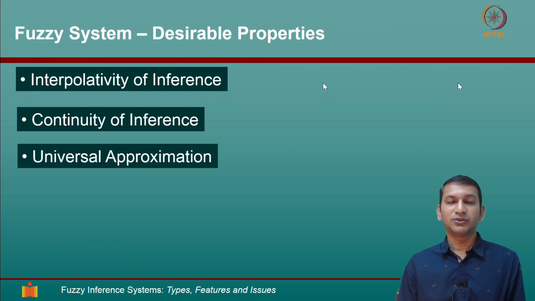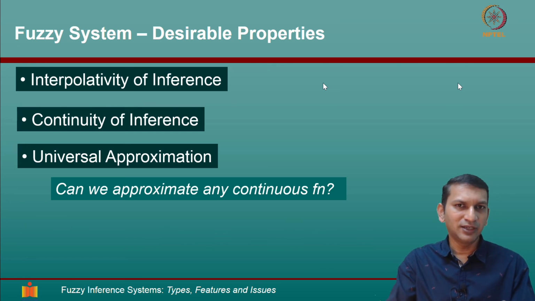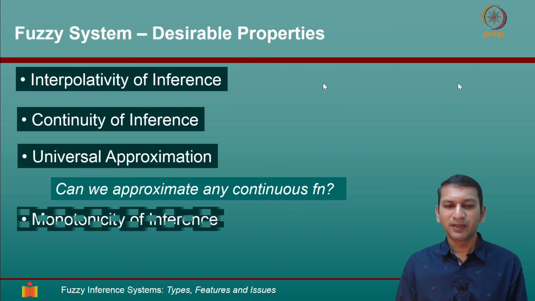Universal approximation. So we said that fuzzy inference systems do function approximation. So the question now is, can we approximate any continuous function? We assumed in this case of an air conditioner a smooth, nice looking monotonic curve. But what if it were oscillating oddly or wildly? Will we be able to approximate that? This is a question that we need to answer.